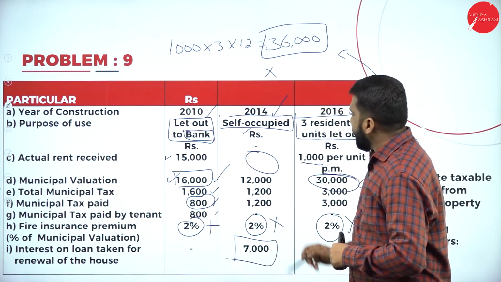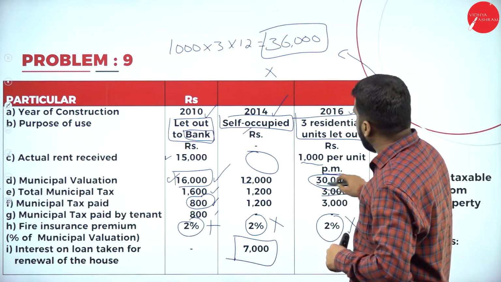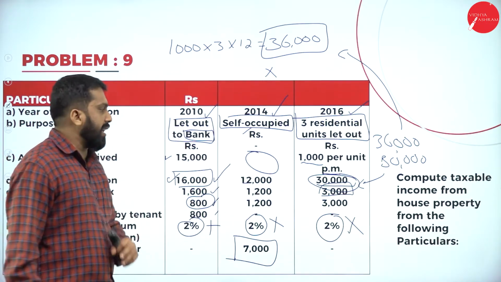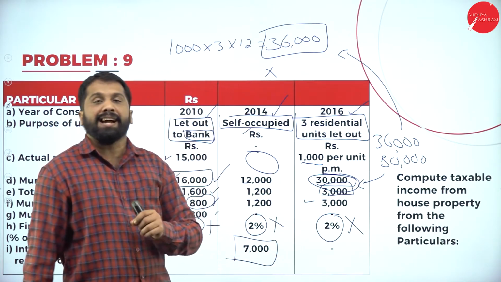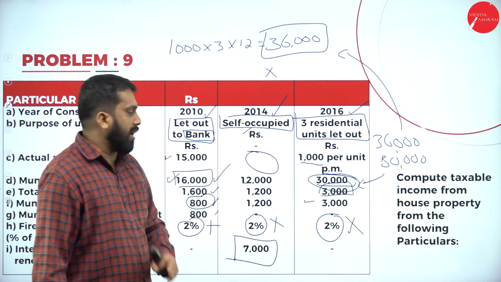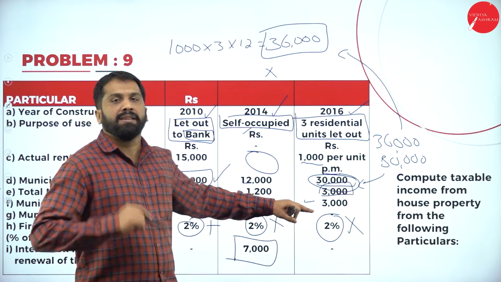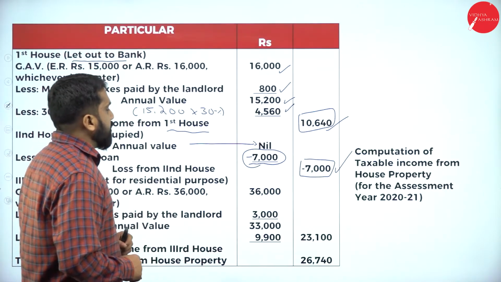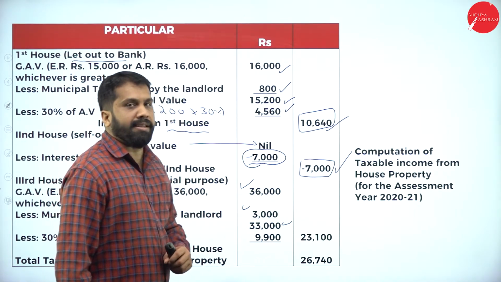Now, they have paid municipal tax of how much? Total municipal tax is 3,000, and the complete 3,000 is paid by the owner itself. Tenant has not paid any municipal tax, so it is easy to calculate. Whatever is paid by the owner, we should consider. Clear? Yes. We should consider 3,000. As per this, 36,000 minus 3,000, you got 33,000.